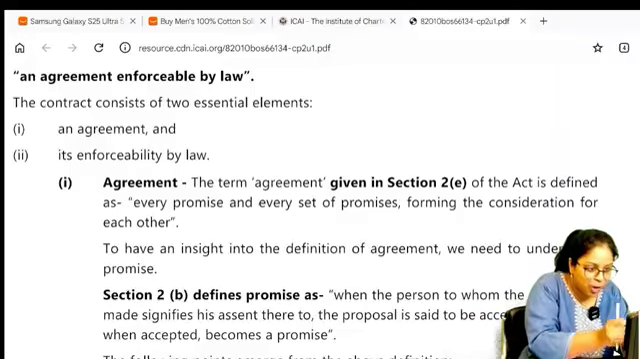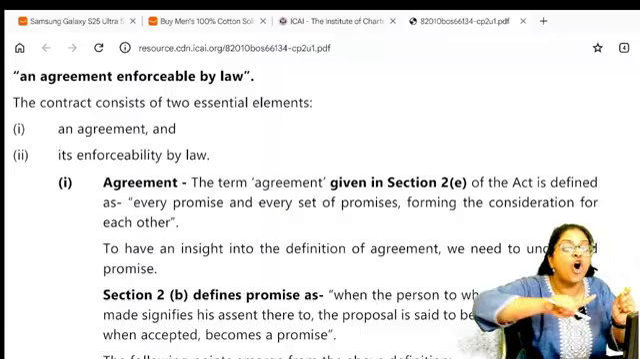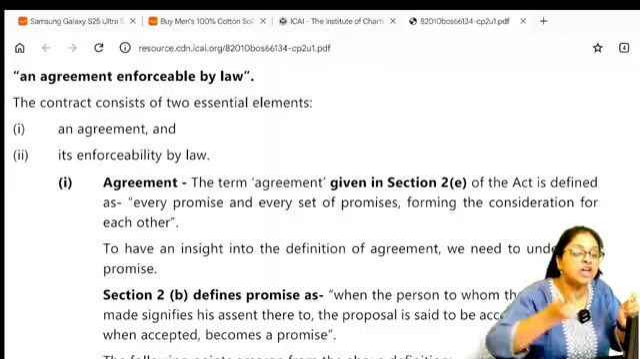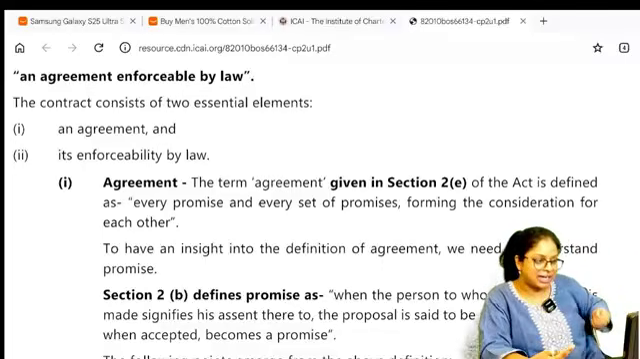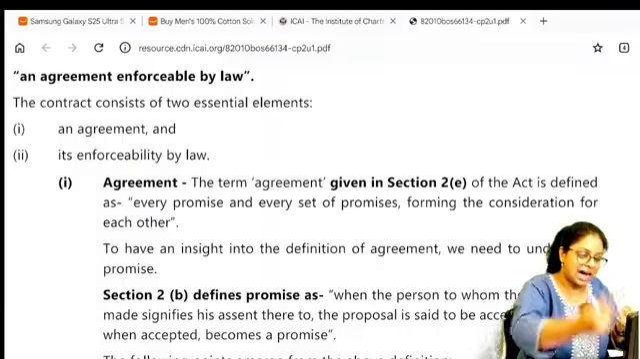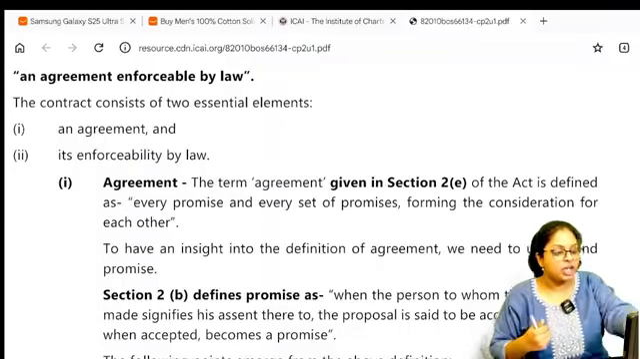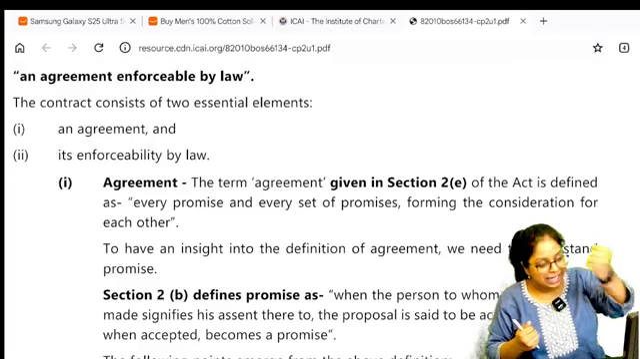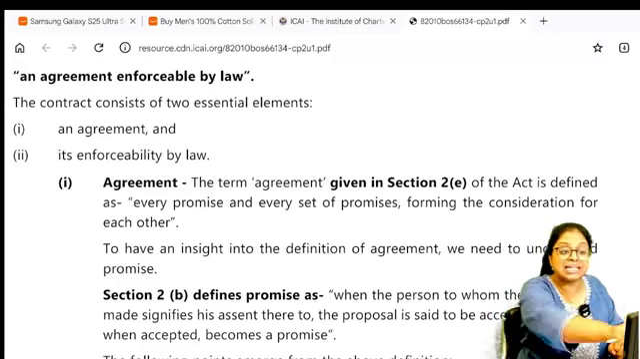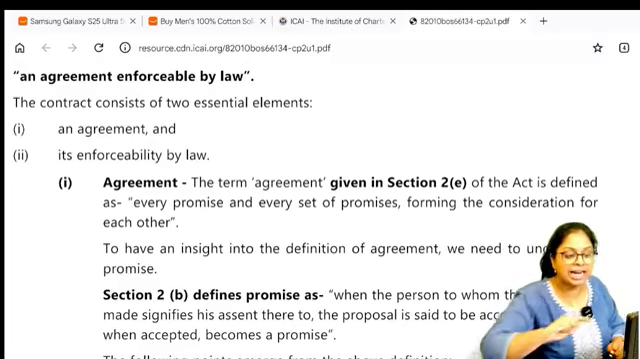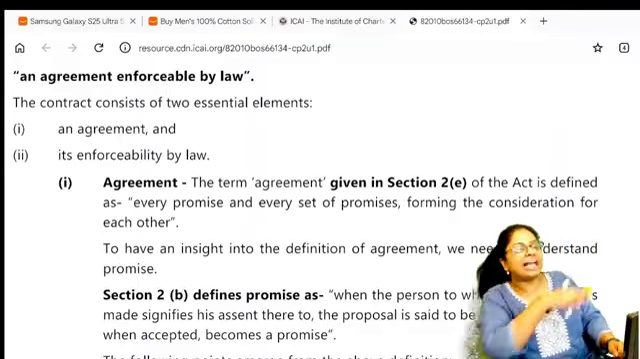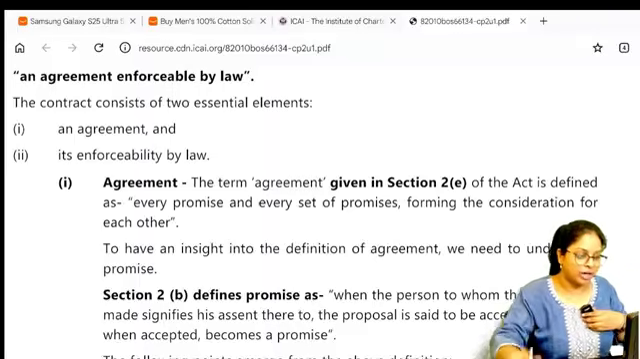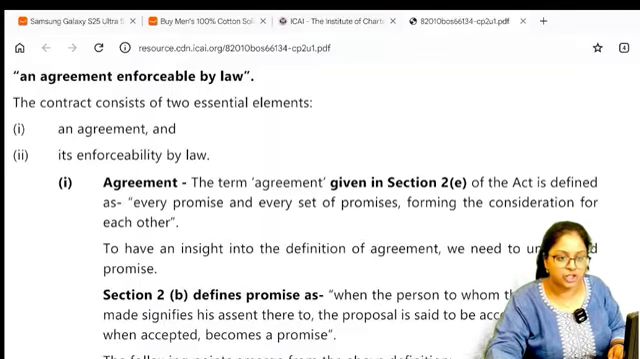Agreement means every promise. It can be a single promise or multiple promises, forming consideration for each other. You gave me consideration, money, and I am giving you resources, classes, tests, material, everything. So, forming consideration on each other. That means you must give me something and I must give you something. Consideration can never be one-sided. Like how true love is love only when it is two-sided. If only you like the girl, is that love? No. She should also know it. Consideration should always be two-sided.